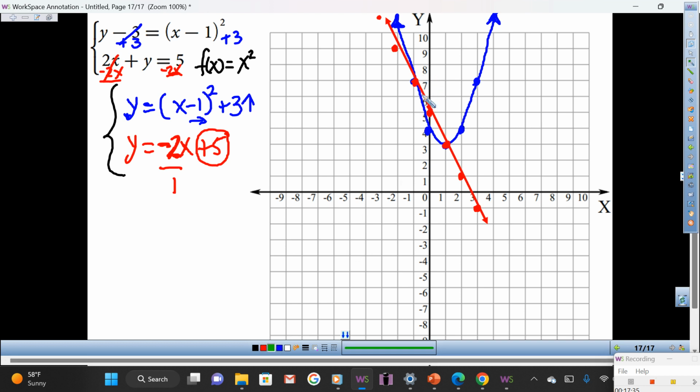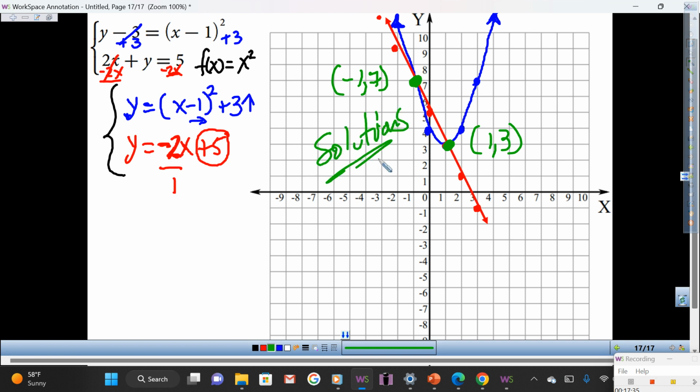All right. So with green, put a big green point where they both intersect, the blue and the red, there, and write your coordinate. What is this one? This is negative 1, 7. And what is this one? 1, 3. Those are my solutions.